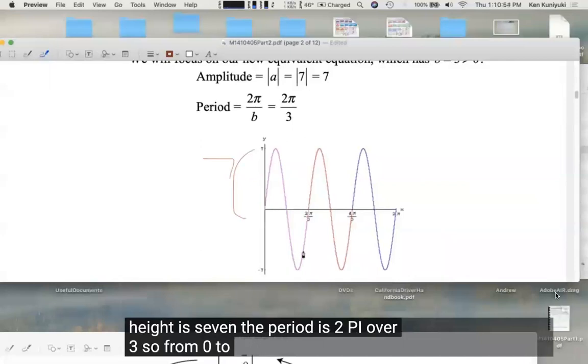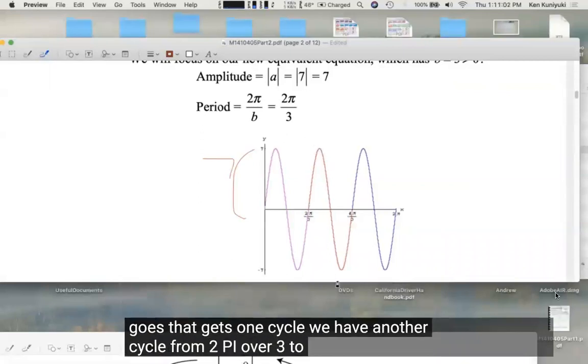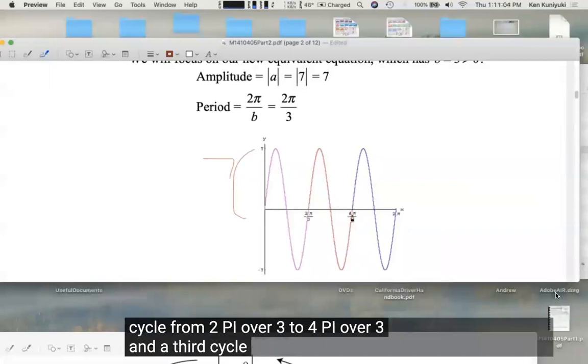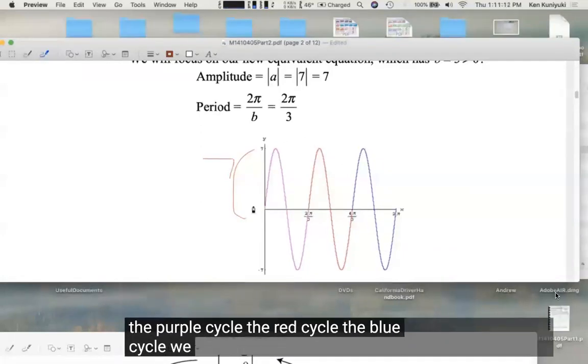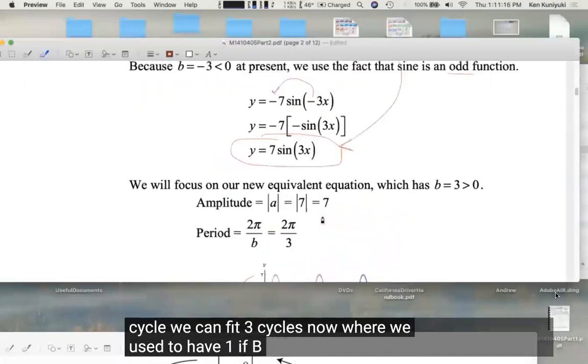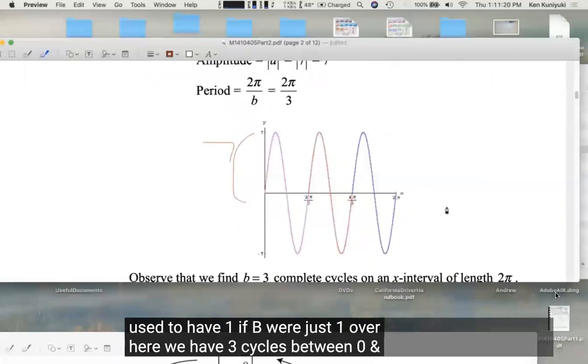So from 0 to 2 pi over 3, as far as x goes, that gets 1 cycle. We have another cycle from 2 pi over 3 to 4 pi over 3, and a third cycle in blue from 4 pi over 3 to 2 pi. The purple cycle, the red cycle, the blue cycle, we can fit 3 cycles now where we used to have 1, if b were just 1 over here. We have 3 cycles between 0 and 2 pi.